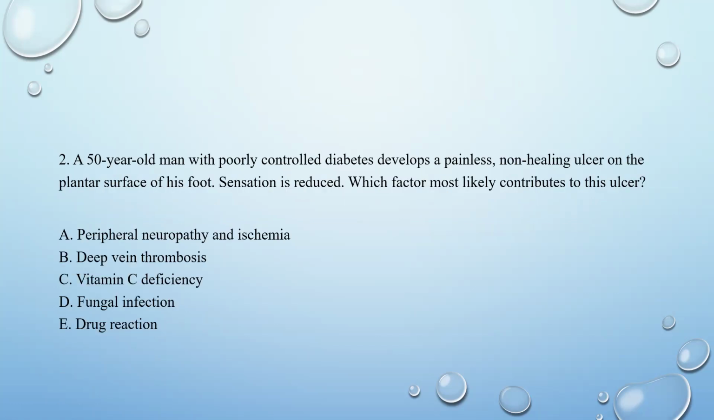The second MCQ: a 50-year-old man with poorly controlled diabetes developed a painless non-healing ulcer on the plantar surface of his foot. Sensation is reduced. Which factor most likely contributes to this ulcer? A. Peripheral neuropathy and ischemia. B. Deep vein thrombosis. C. Vitamin C deficiency. D. Fungal infection. E. Drug reaction. Yes, A is the right answer. This is due to peripheral neuropathy and ischemia as a complication of uncontrolled diabetes.